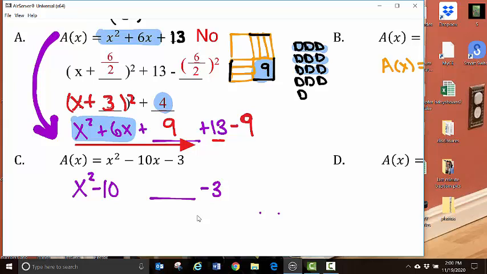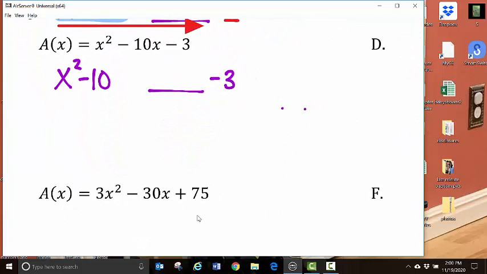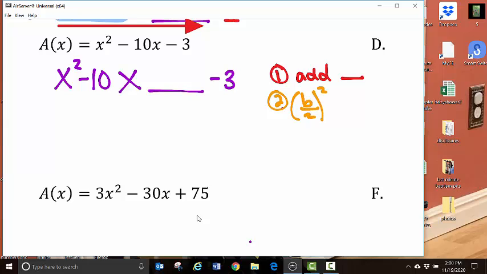So I'm going to do one more of those with you. And then you can be done with this and just work on the homework. Here's my steps. Number 1, and this will show up again later too. Number 1, add a space. So I've rewritten it with a space. Number 2, and you've seen these before, do half the middle number squared. So half of negative 10 is negative 5, and negative 5 squared, negative 5 times negative 5, is positive 25.